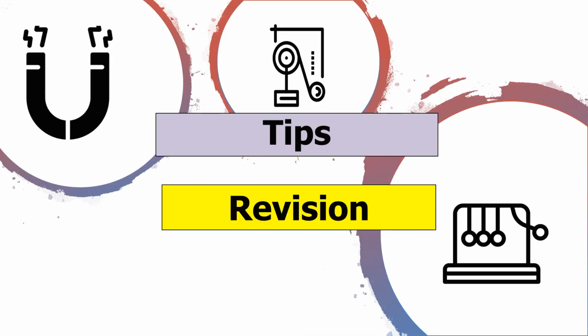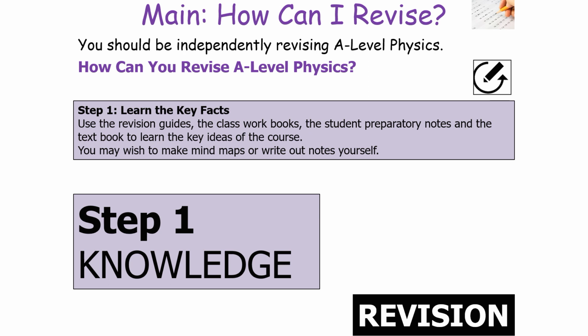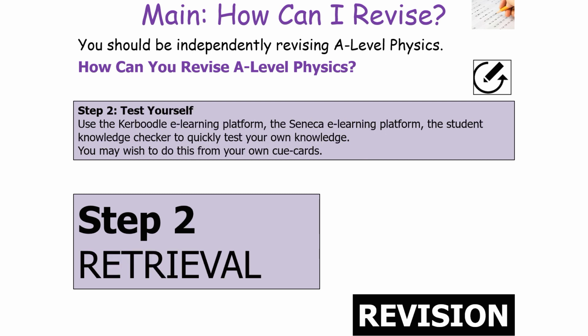So how should you be revising AQA A-Level Physics? The first step is to learn the key facts. Use the revision guides, the class workbooks, the prep notes and the textbooks to learn the key ideas of the course, and you may wish to make mind maps or write out notes yourself.